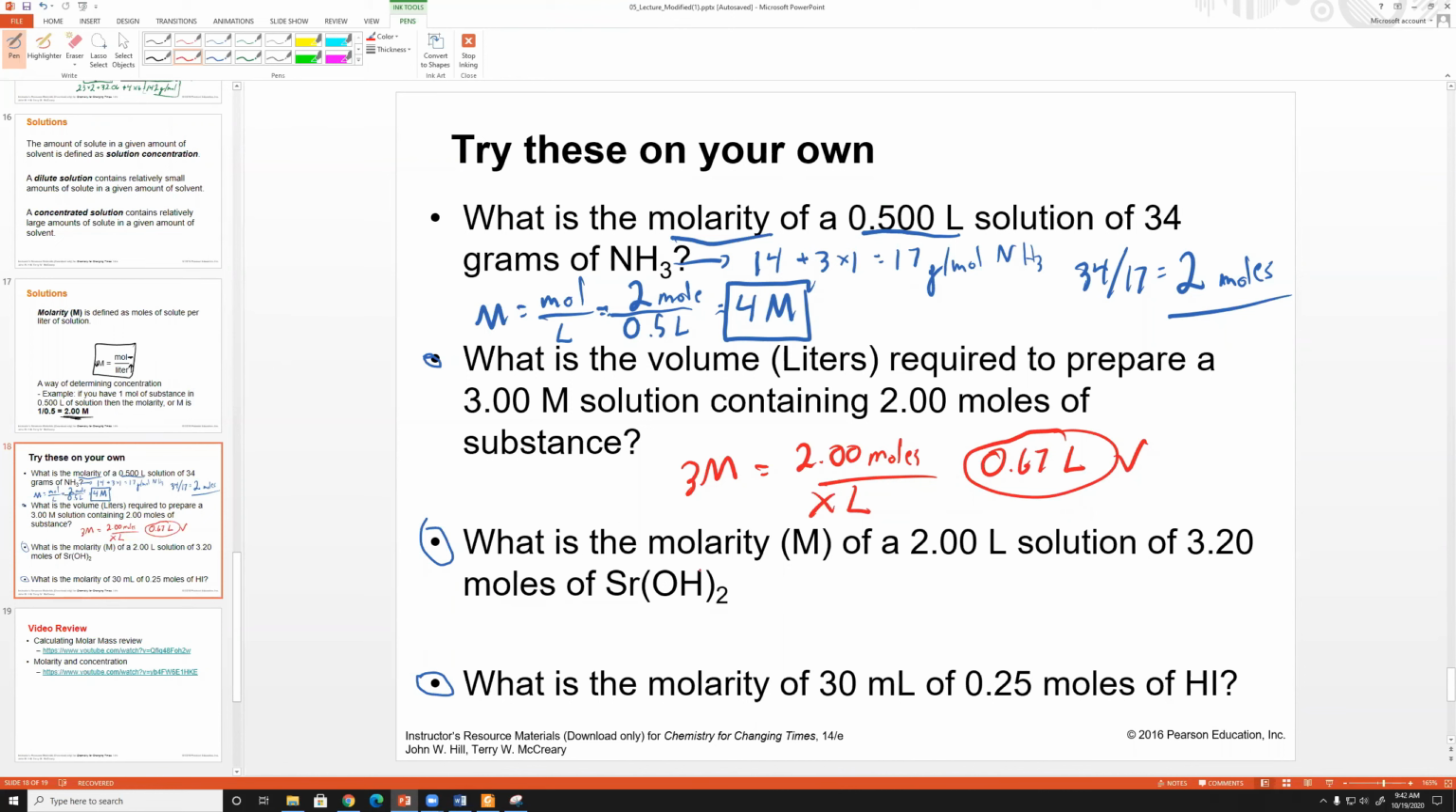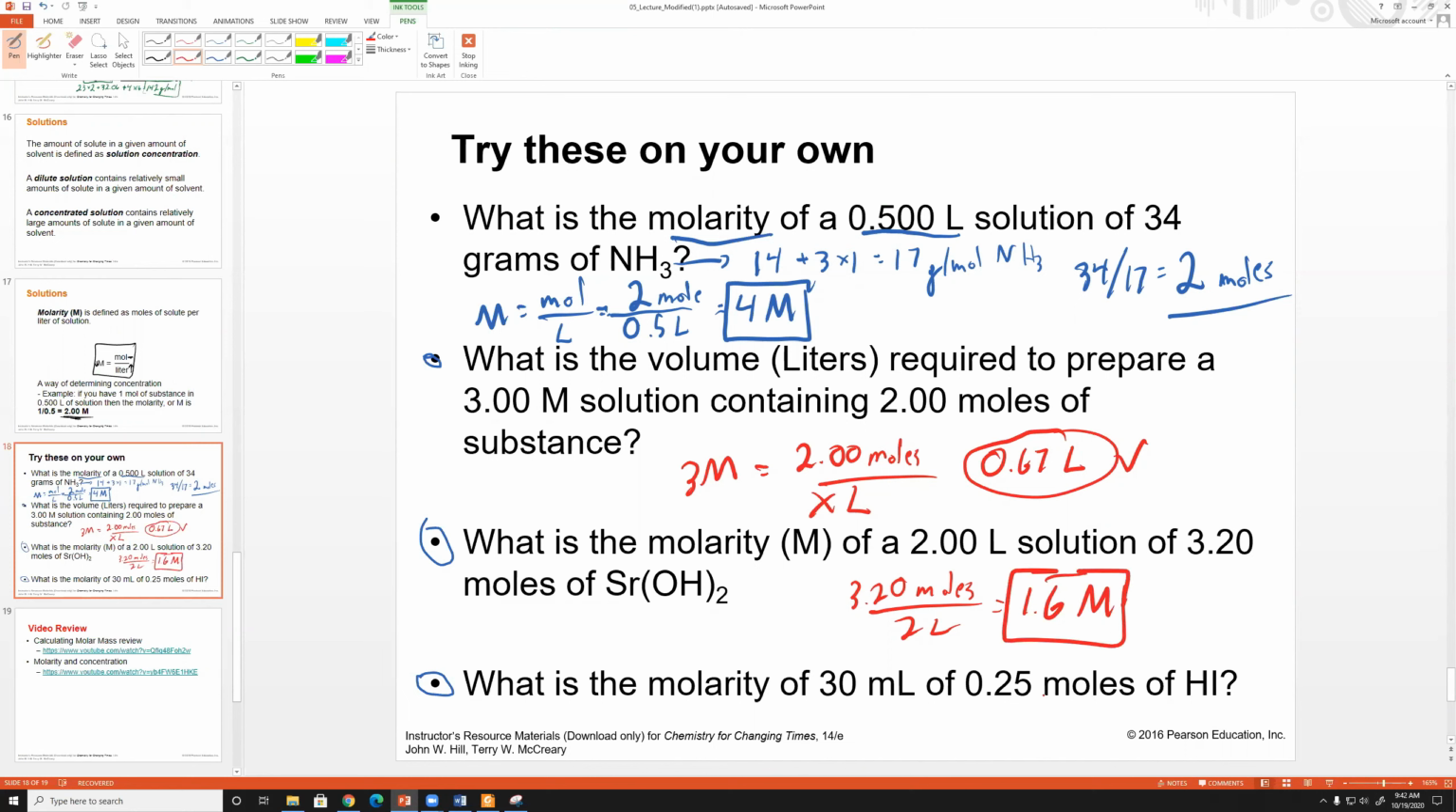Okay, next one. What is the molarity M of a 2-liter solution that contains 3.2 moles of strontium hydroxide? This one's pretty easy. We take the molarity formula and we just divide. We're given both moles and liters. So we do 3.20 moles divided by 2 liters, and we get 1.6 big M, 1.6 molarity.